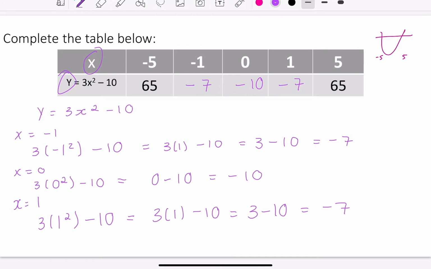But then we could use these to plot the graph. So you could then do the first coordinate would be minus 5 on our x and 65. You're often given the axes, sometimes given the scale, so be careful if you are asked to plot these.